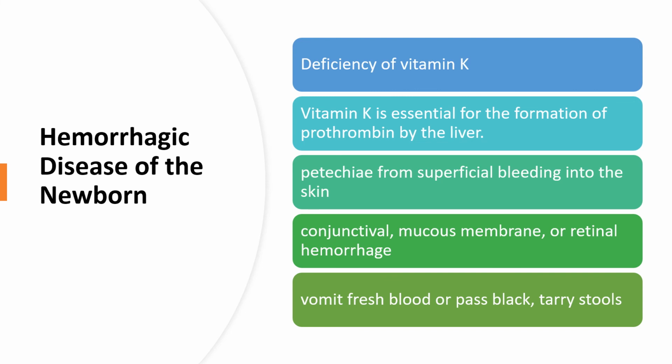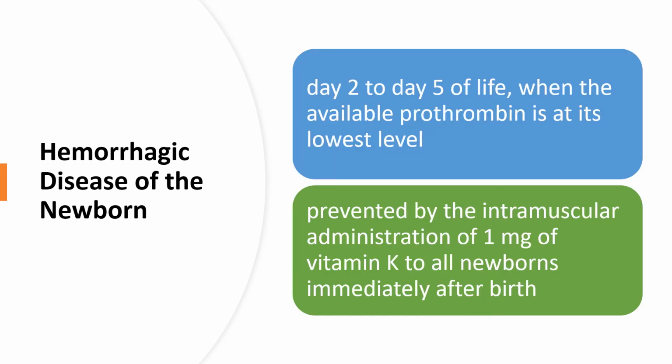Infants with the disease have petechiae from superficial bleeding into the skin, conjunctival mucous membranes or retinal hemorrhage, and the newborn may vomit fresh blood or pass black tarry stools. So hemorrhagic disease of the newborn usually occurs on day 2 to day 5 of life when the available prothrombin is at its lowest level. So the prothrombin time will be prolonged and the coagulation time may be normal or prolonged. So it is prevented by the intramuscular administration of 1 milligram of vitamin K to all newborns immediately after birth.